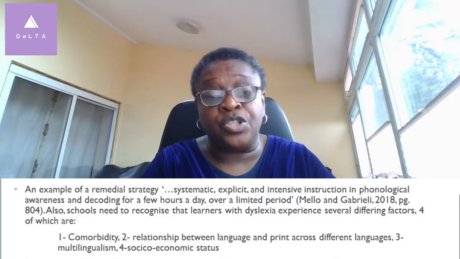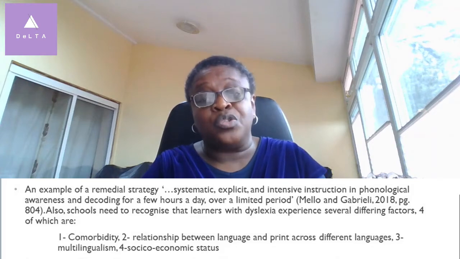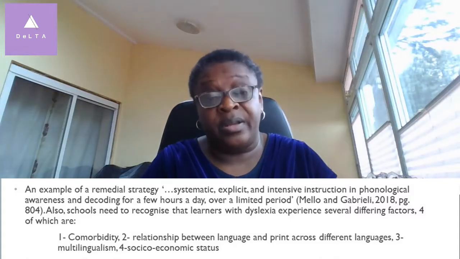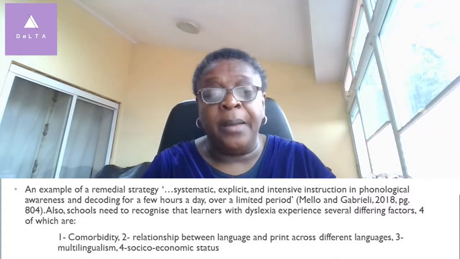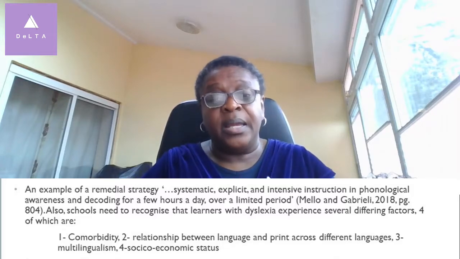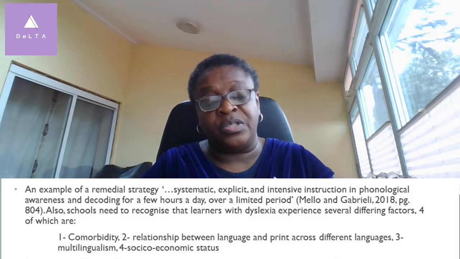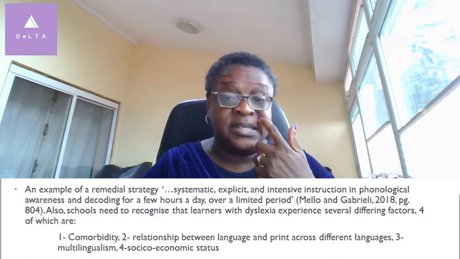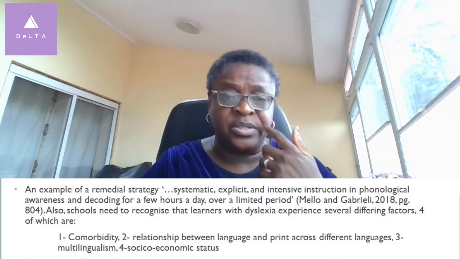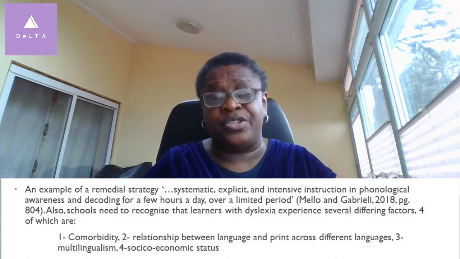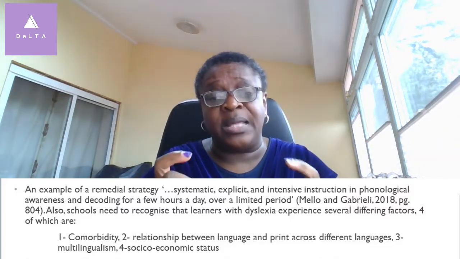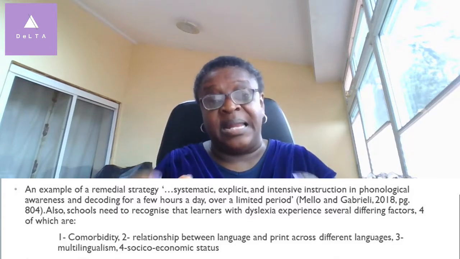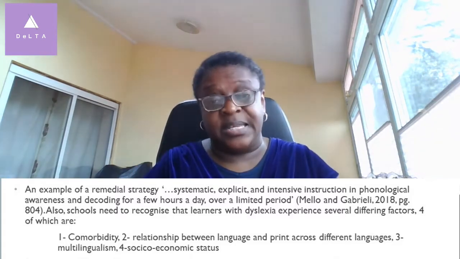But it's also important to note that learners who have dyslexia are also experiencing other differing factors. So, for example, a learner may have dyslexia and other needs, which is comorbidity, or the language that they speak. Because, of course, we're talking in English, and when we talk about dyslexia, sometimes we assume that dyslexia only happens with the English language, but of course it doesn't. It happens across languages, wherever a language is spoken. And the relationship between that language and print, between sound and print in that language, has implications for dyslexia.